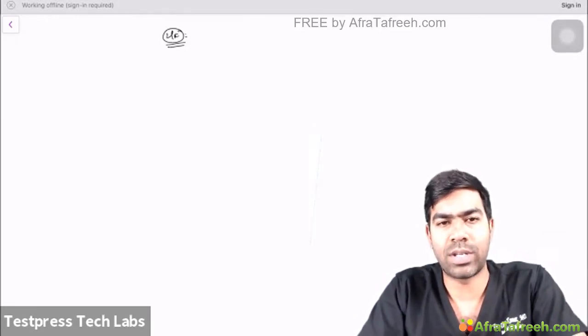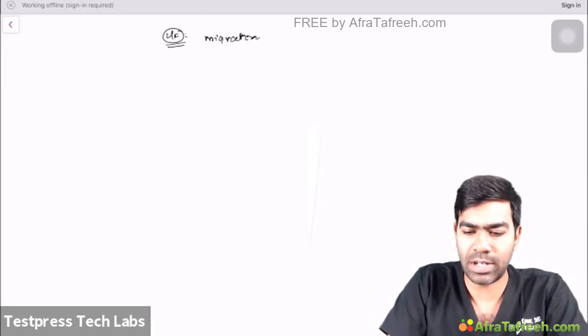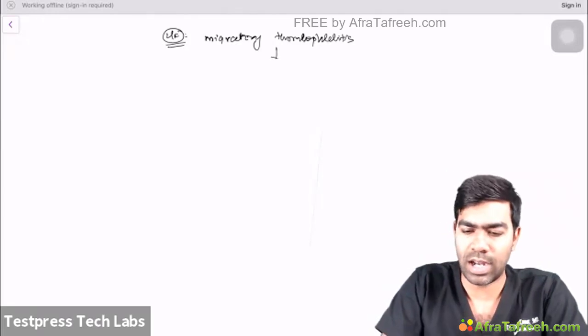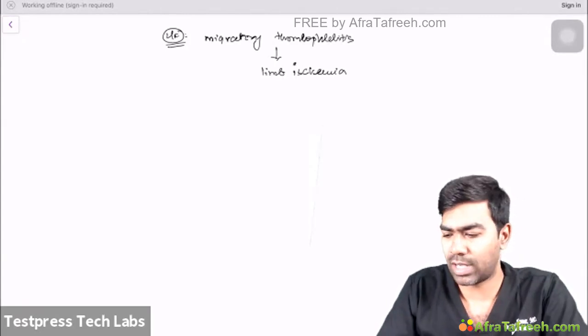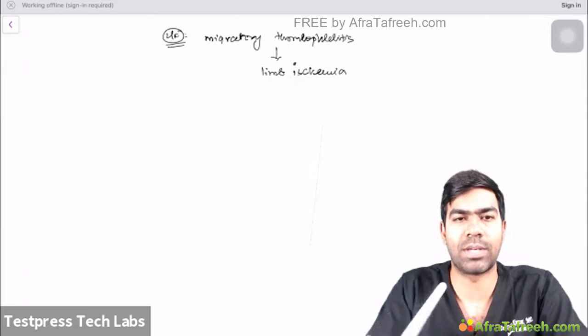So clinical feature wise, typically they will have migratory thrombophlebitis. Many patients experience something called migratory thrombophlebitis. This is not only seen in the setting of cancer, it can be seen in the setting of Buerger's disease as well. And this will certainly progress to limb ischemia over a period of time.